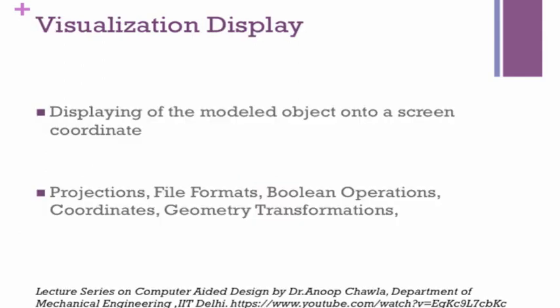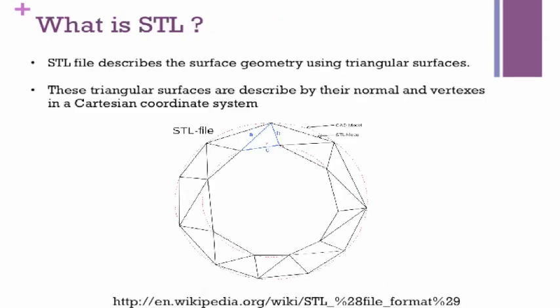Next we have the visualization display. Basically, it's the displaying of the model object that you modeled onto a screen coordinate. In this topic, what I want to focus on is probably the different types of projection, orthographic and isometric projections, the different file formats like the STL file, Boolean operations that you could do, and geometrical transformations.